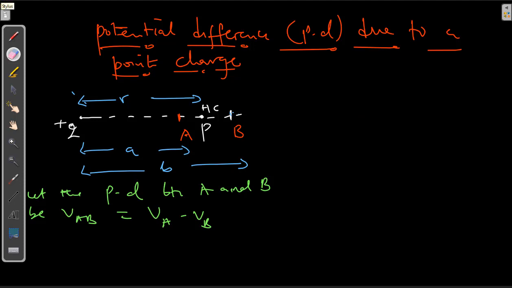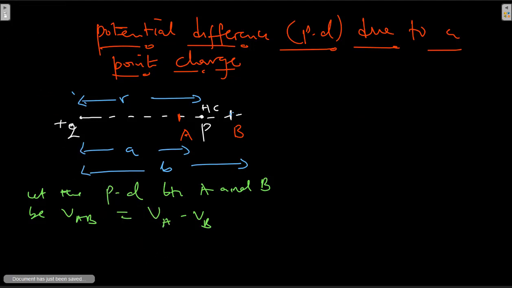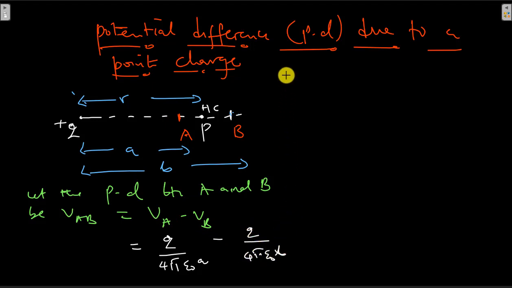So that's the potential difference between A and B. It's VA minus VB. So the potential at A is given by Q divided by 4 pi epsilon naught A, minus the potential at B. It's good to use the same letter Q here, Q over 4 pi epsilon naught, this is the charge here, 4 pi epsilon naught A. That's the potential at A. Then the potential at B is Q over 4 pi epsilon naught B.